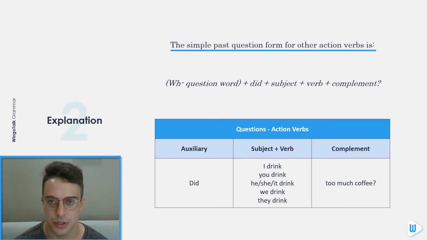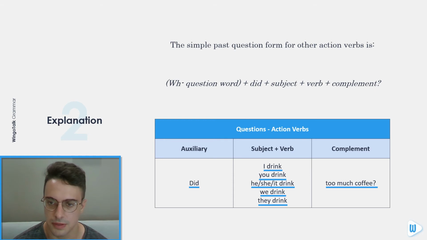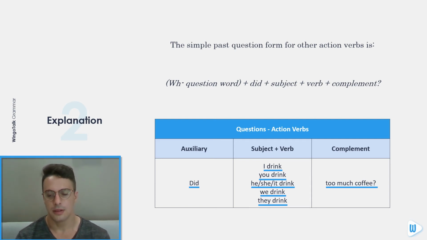The simple past question form for action verbs is WH question word plus did plus subject plus verb plus complement. Questions, action verbs: auxiliary did, subject plus verb. I drink, you drink, he, she, it drink, we drink, they drink too much coffee? Did I drink too much coffee? Did you drink too much coffee? Did he, she, it drink too much coffee? Did we drink too much coffee? Did they drink too much coffee?